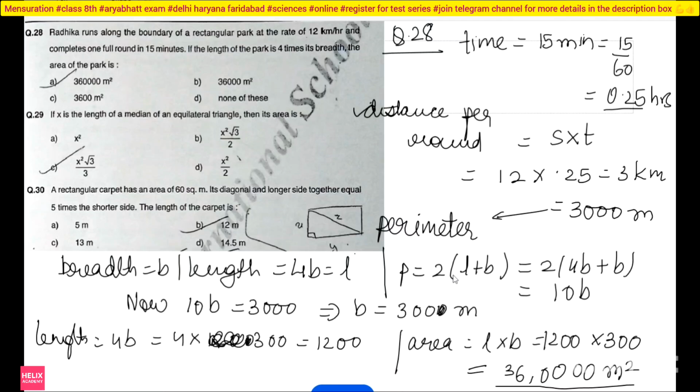Perimeter of a rectangle is twice of (L plus B). We put all the values because the breadth is B and length is 4B, as given in the relationship. I just calculated: 10B is 3000. So B is equal to 300. Now length is 4B, so 4 into 300 is 1200. Then finally I calculate the area. That is 360,000 meter square.